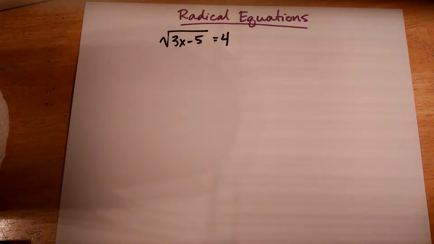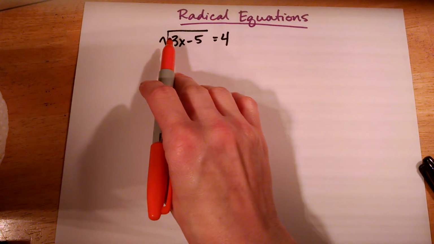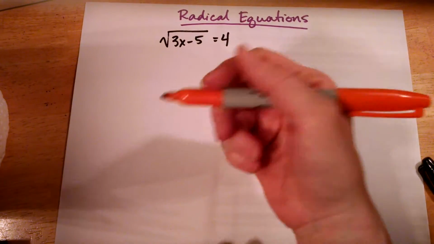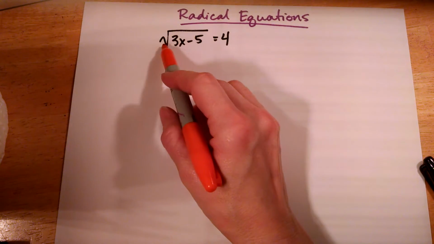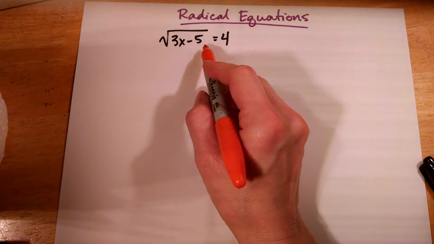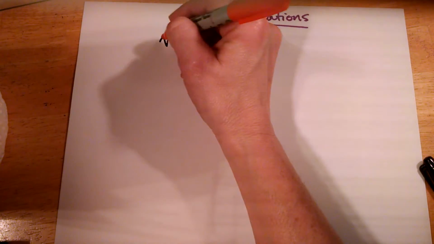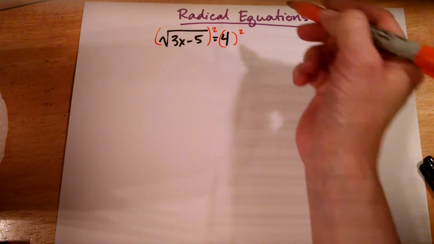Okay, so things to remember when starting out with radical equations. We need to remember how we can get rid of a radical. So the square root of something, the opposite of a square root is to square something. So in order for us to get rid of this radical or this square root, we're going to have to square everything over here. And what we do to one side, we have to do to the other side. So let's go ahead and square both sides.